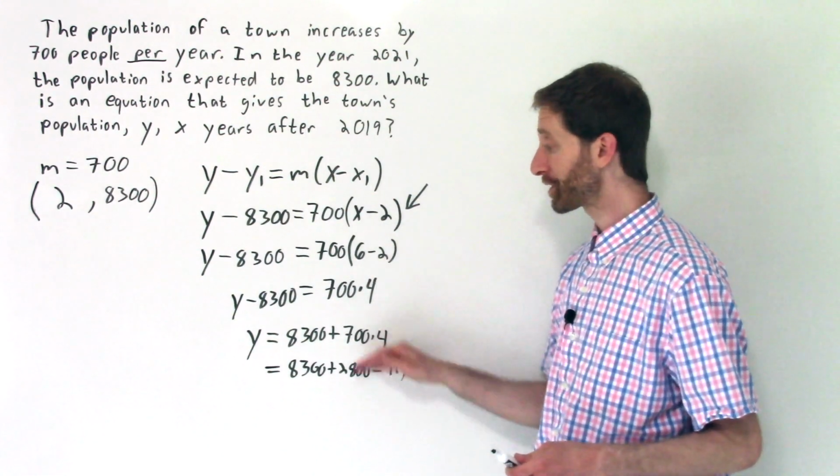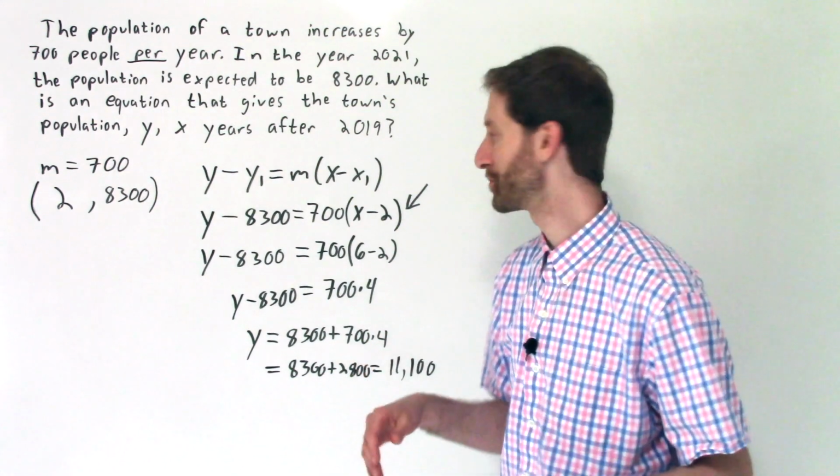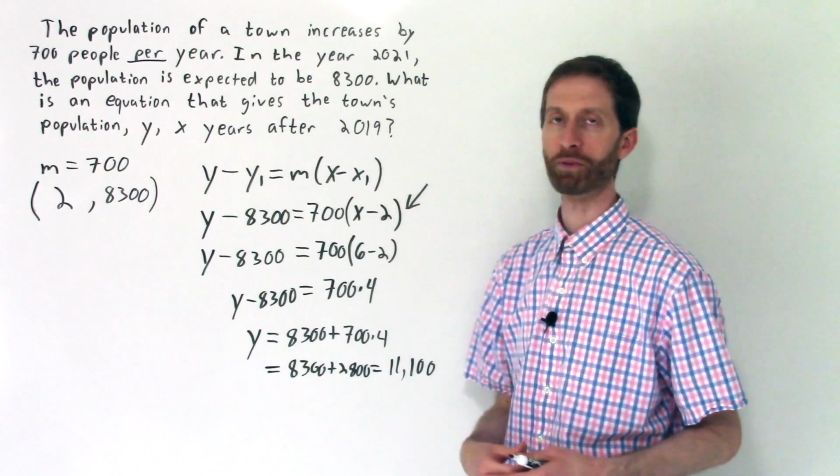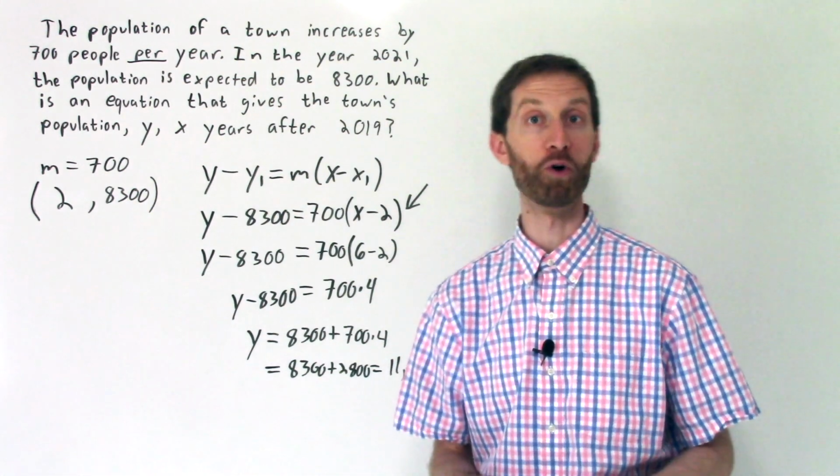So hopefully that last little part wasn't too heavy for you. I got a little conceptual, but the main part is getting to this. Seeing that there's a point and a slope in the problem and just letting point-slope form roll from there.